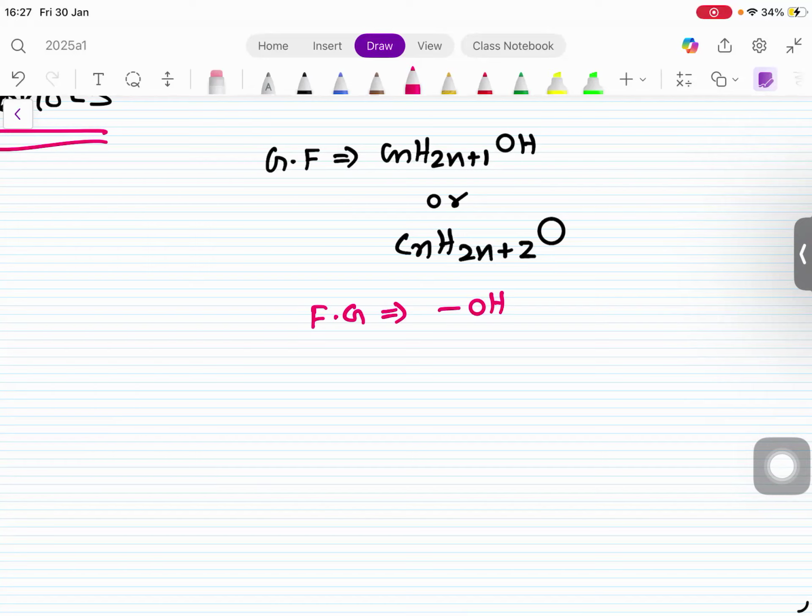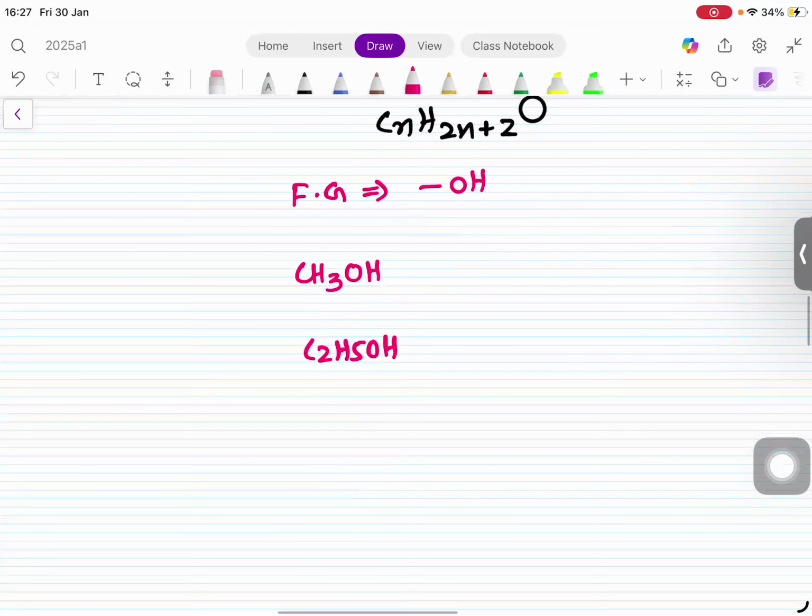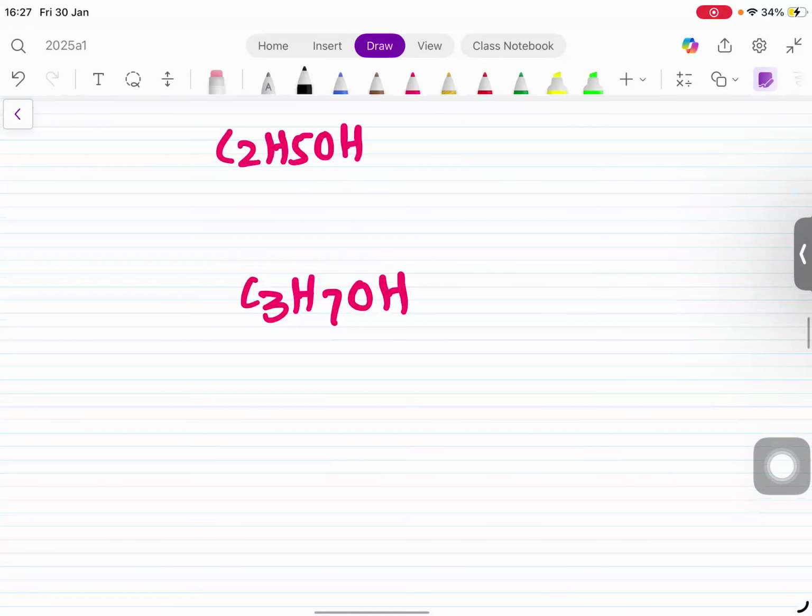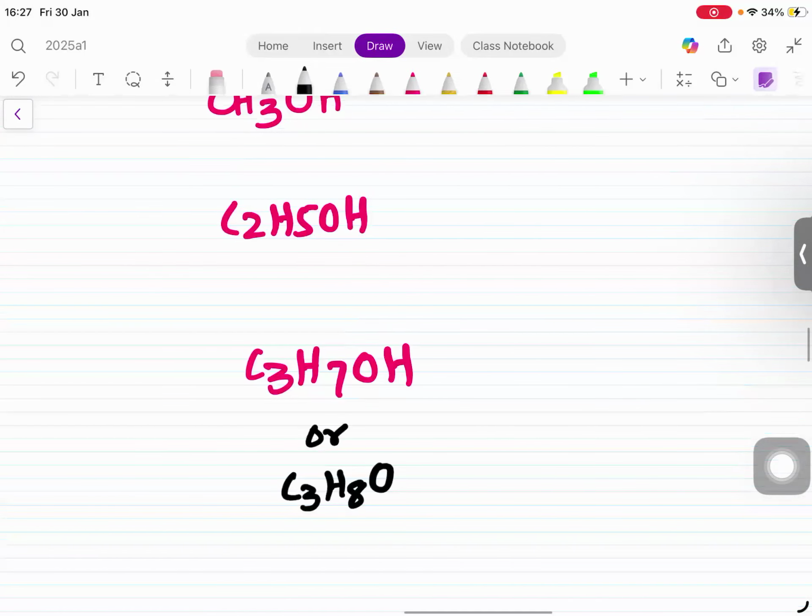The first member molecular formula is CH3OH. Second member is C2H5OH, and then C3H7OH. But you can also write it like this. Pay attention. If you don't represent the functional group separately, you can also write C3H8O, with the hydrogen ratio the same as in alkane. Or you can also write C2H6O. This is also the molecular formula, right?